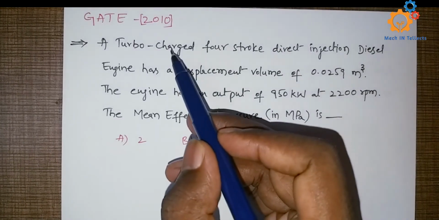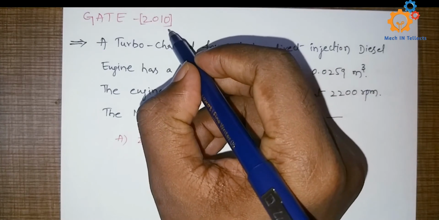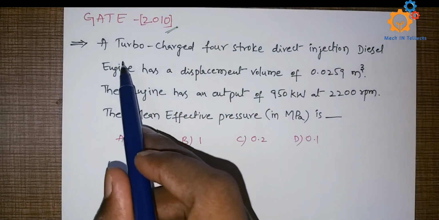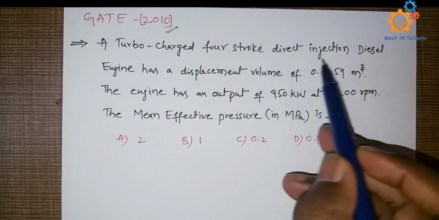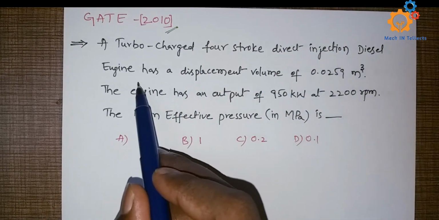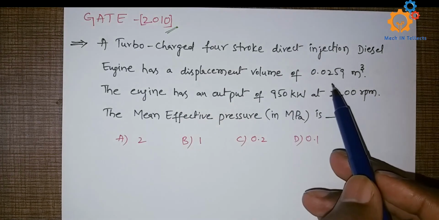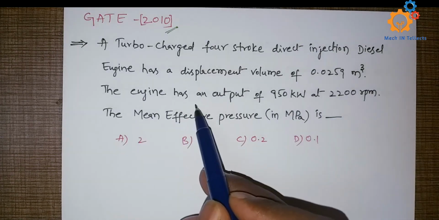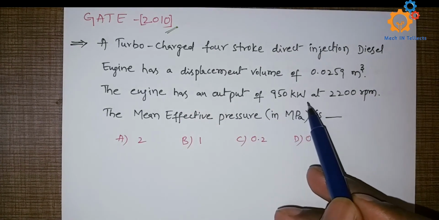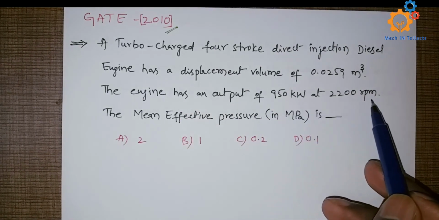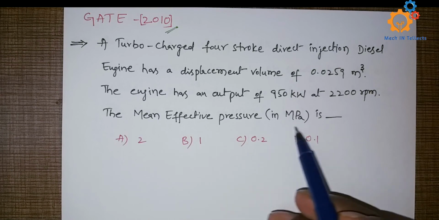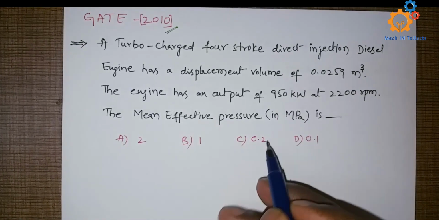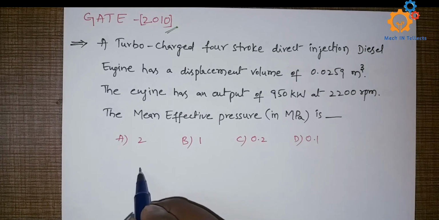The next question was given in GATE ME 2010. The question is, a turbocharged 4-stroke direct injection diesel engine has a displacement volume of 0.0259 meter cube. The engine has an output of 950 kilowatt at 2200 rpm. The mean effective pressure in megapascal is. He is asking mean effective pressure.